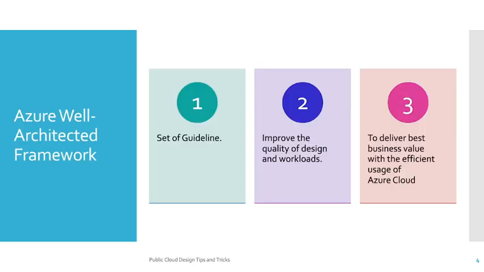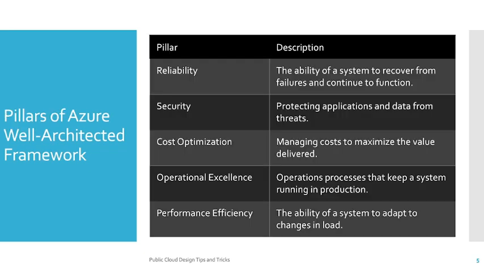So what is the Azure Well-Architected Framework? It is a set of guidelines to improve the quality of design and workloads, and also to deliver the best business value with the efficient usage of Azure Cloud. That is the theme behind the Azure Well-Architected Framework. Let's understand the different pillars: the first is reliability, second is security, third is cost optimization, fourth is operational excellence, and fifth is performance efficiency.